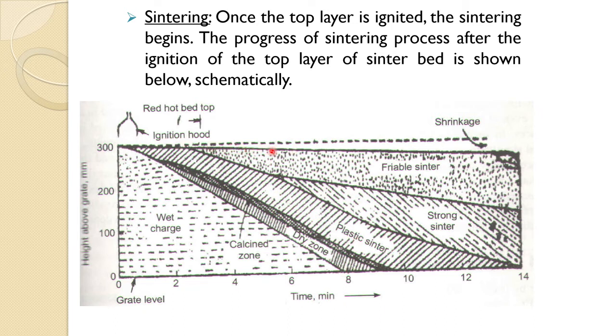This is the way it works, and because this is moving, the top one keeps on getting sintered and the flame travels downwards. The next layer keeps on getting sintered, and once that is sintered, it travels further down. So, you have the plastic sinter, and then you have a dry zone as we discussed, and by the time it comes out, it has all gotten sintered. So, this shows more about how the sinter bed looks.